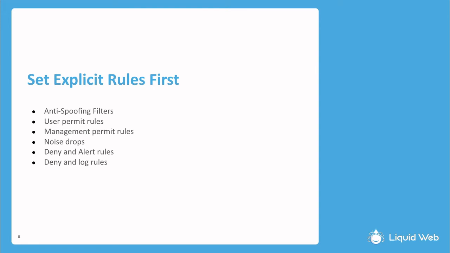Next, you'll want to specify rules that should be denied and alerted that indicate suspicious behavior or malicious behavior on your firewall. You want to be alerted to an attack that might be ongoing. And finally, you can apply those rules that simply deny and log behavior. It's less likely to be suspicious or malicious, but you want to be able to review that behavior in the logs.